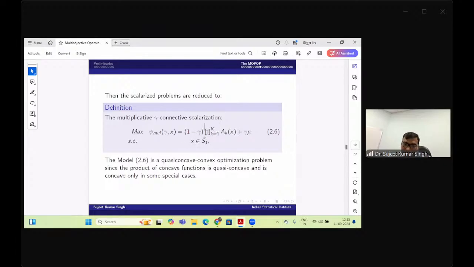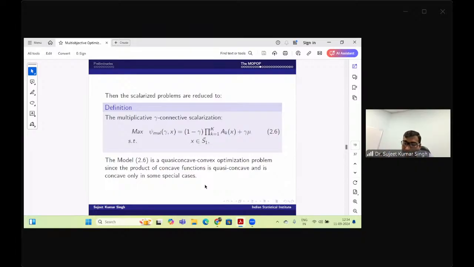Now, because this product is a quasi-concave function, and only in some cases is it concave, it is a quasi-concave optimization problem. The feasible region is already convex, and the only problem is with the objective. The objective is quasi-concave, so it is a quasi-convex optimization problem. And this is also solvable in most of the cases.